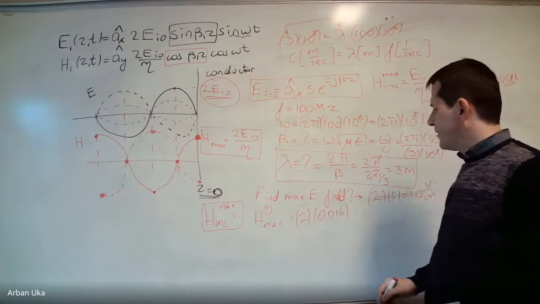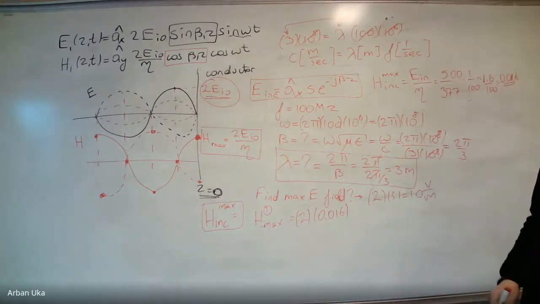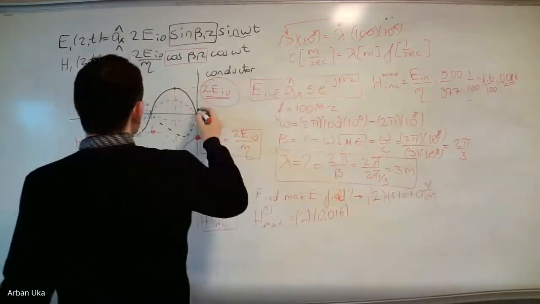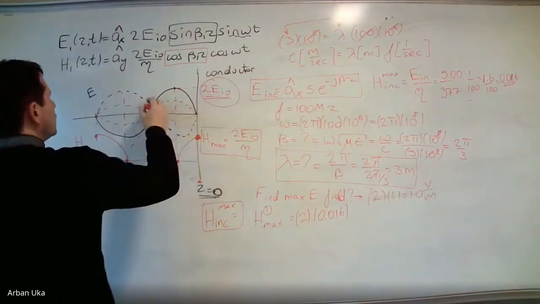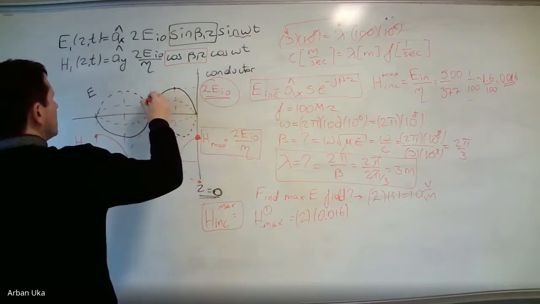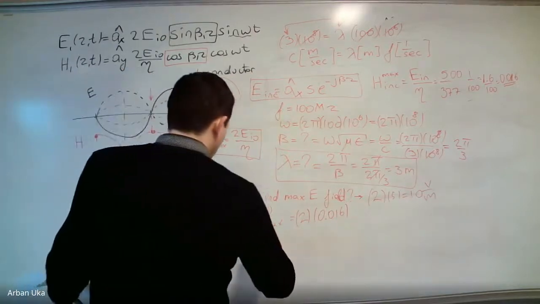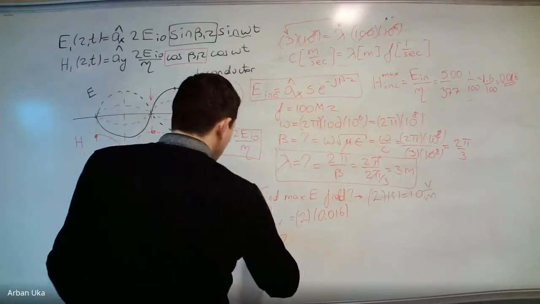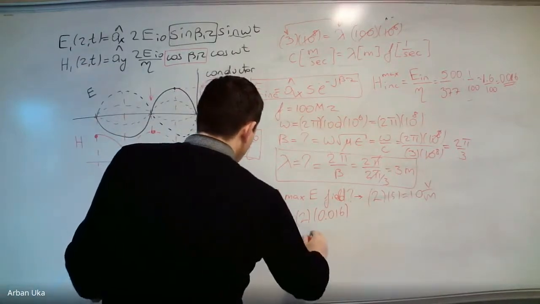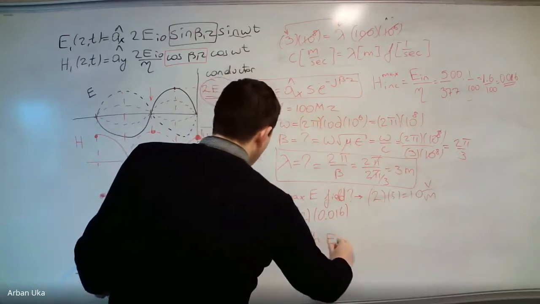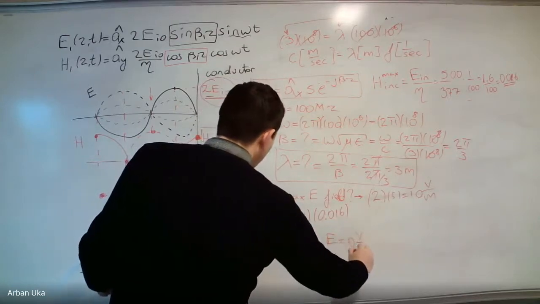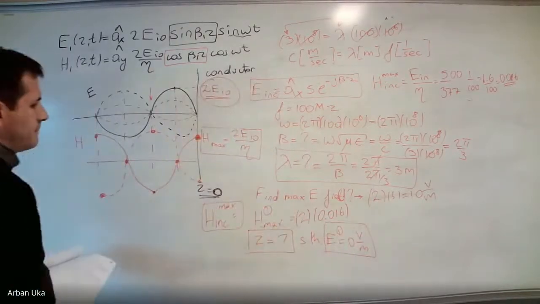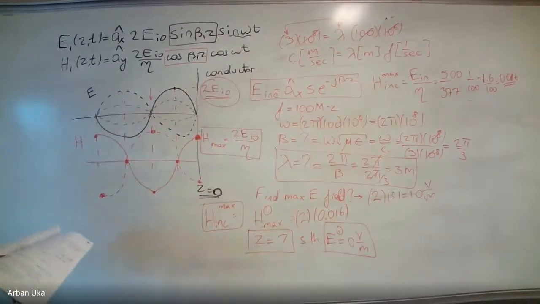0.016. Now, the other question we can ask is the following. How far from the conductor do we measure 0 volts per meter? Z is equal to what? So this is the question, such that E is equal to 0 volts per meter. What can we see here?